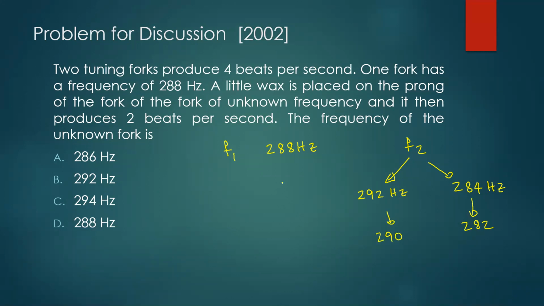Now, if you compare it with the other tuning fork, if it is 290, what is happening to the gap? The gap is reducing. If you look at the other frequency, what is happening to the gap? The gap is increasing. Okay, so the number of beats is increasing. So what should be the answer? 292. It should be 292. So this is how you should check it. There are only two possibilities. You just take those possibilities and then work with them. So the answer should be 292.